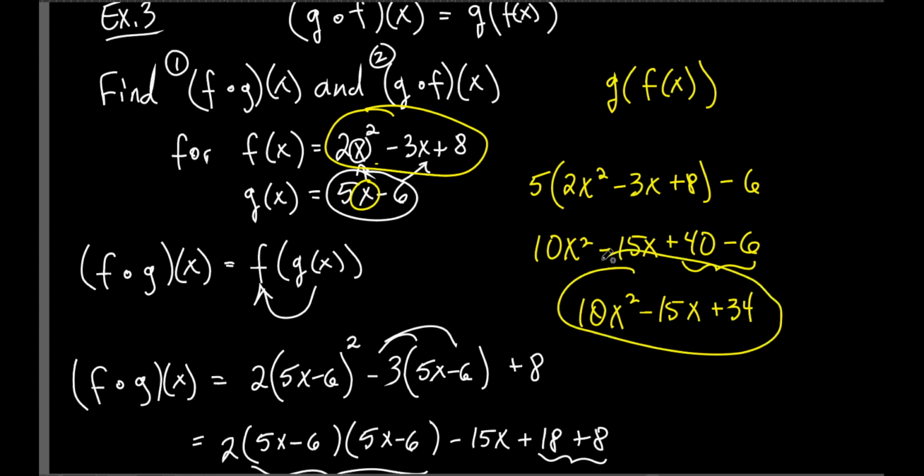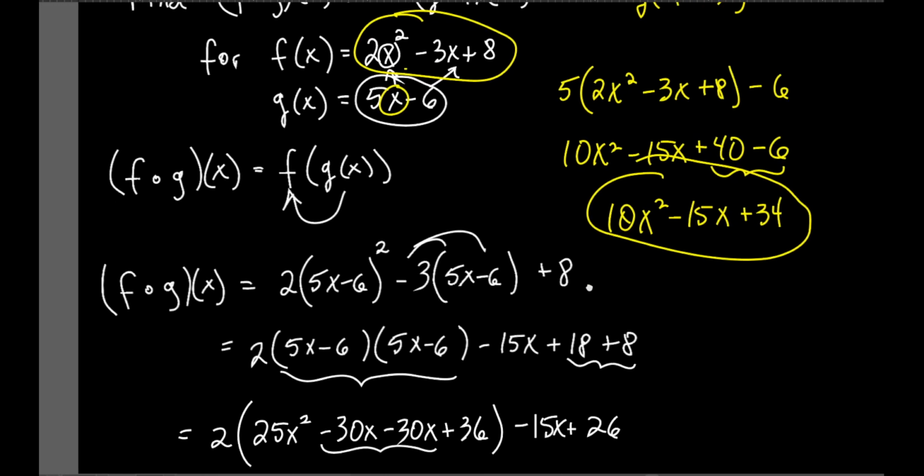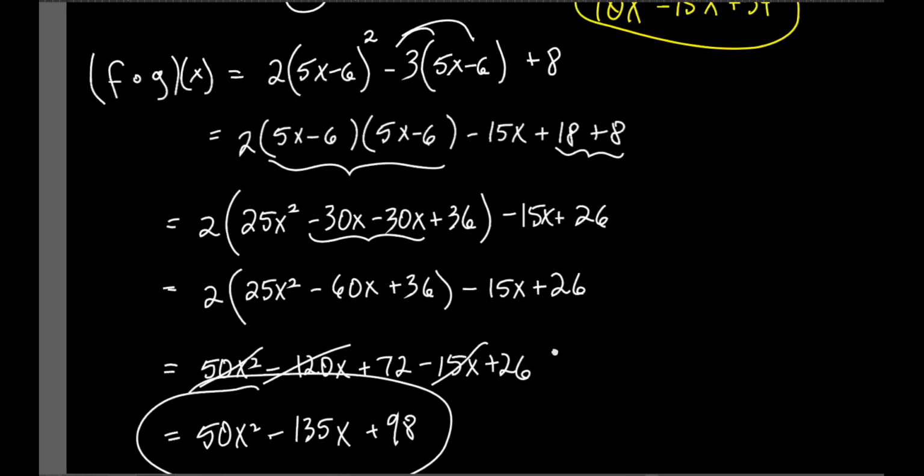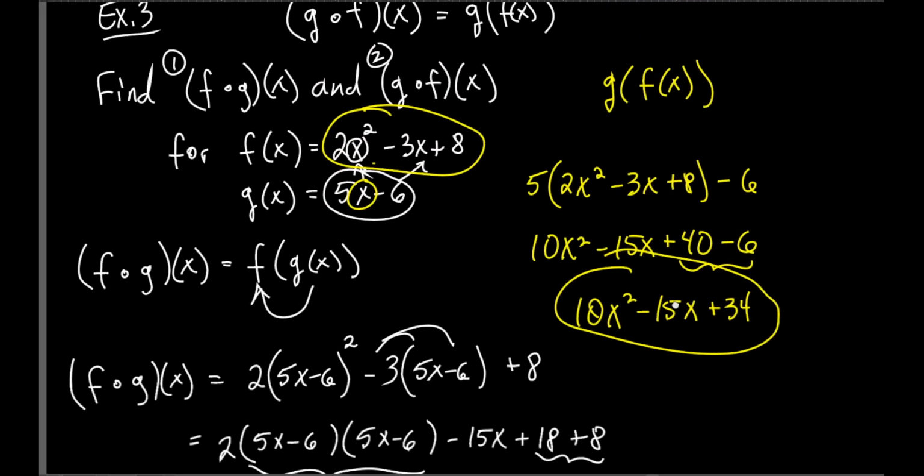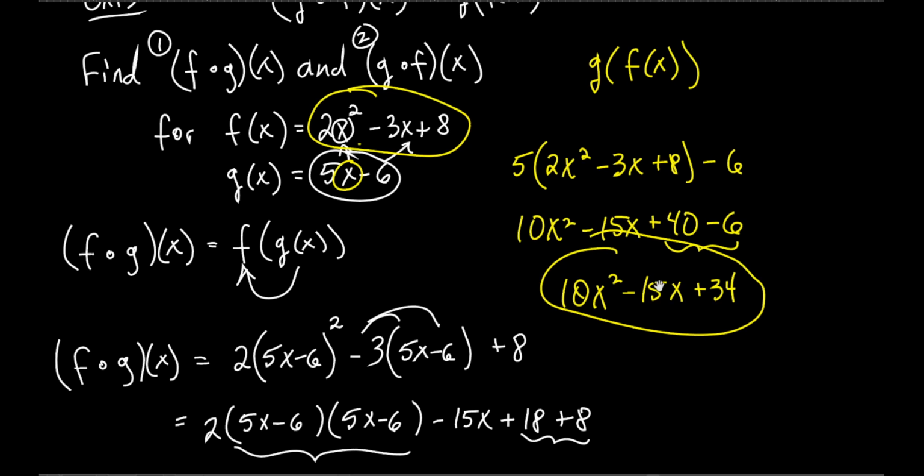That is the answer. So you had two answers because they asked you two different things. They said find f of g of x and then find g of f of x. Everybody got that? So that's composition of functions.